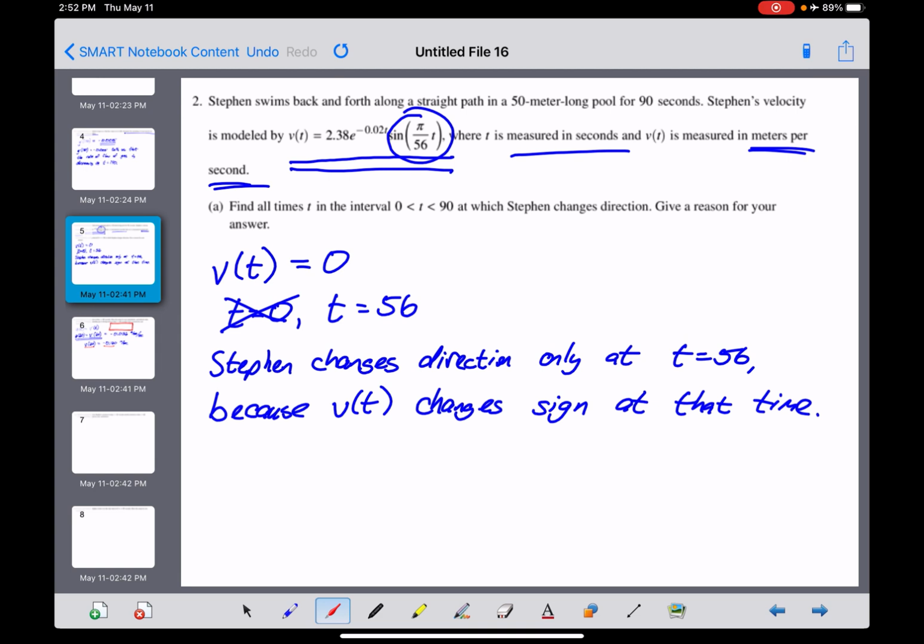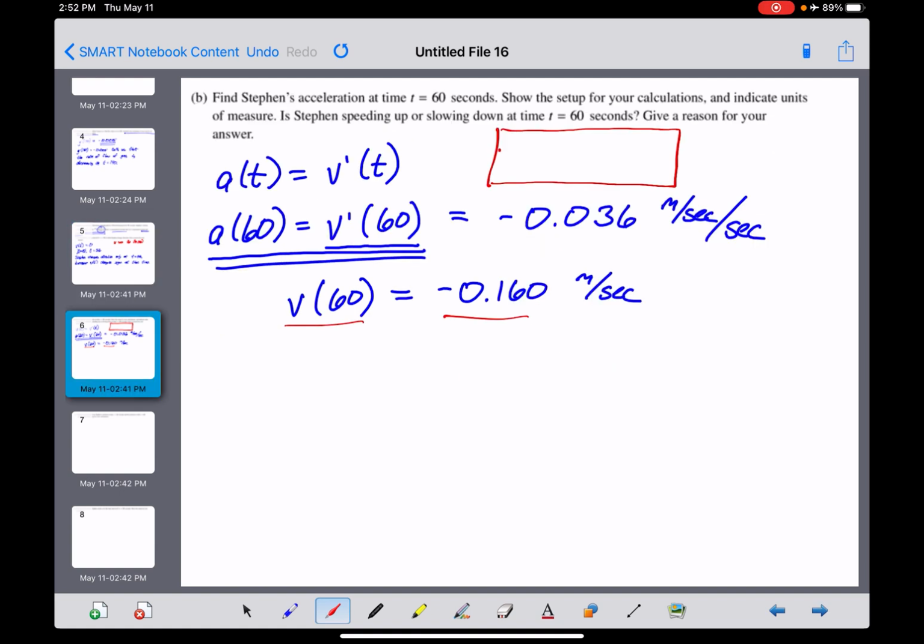We already knew that velocity was greater than 0 for the interval here from 0 to 56. What that tells me is that for 56 seconds, Stephen swam from left to right, and his velocity there was positive. But then after 56, he turned around and started swimming backwards. And so for this interval right here, his velocity was negative because Stephen was swimming to the left. That's what I see right here. And since his velocity is negative and his acceleration has the same sign, they're working together now, that means that Stephen is actually speeding up.